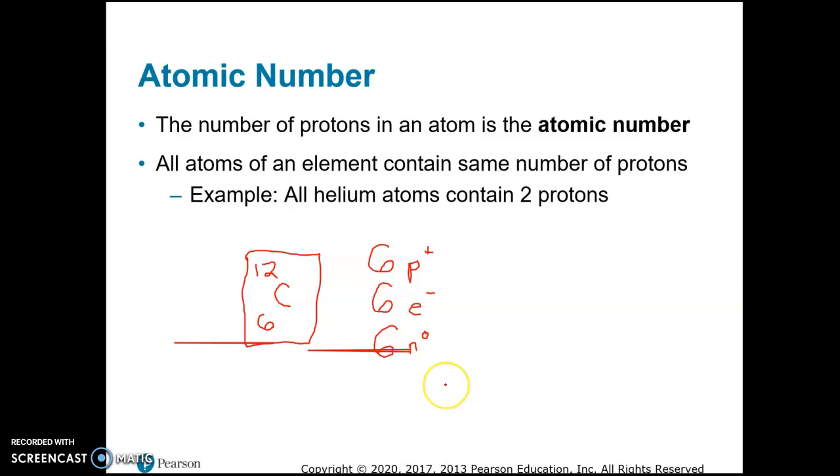6 neutrons, because 12 take away 6 equals 6. There are some cases where the number of neutrons does not equal the number of protons and electrons.